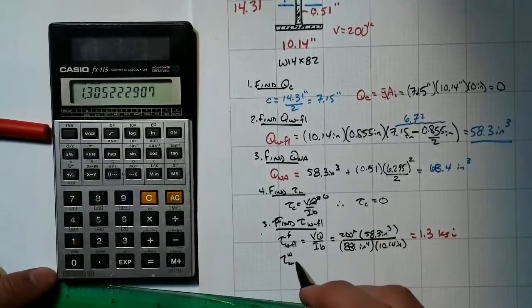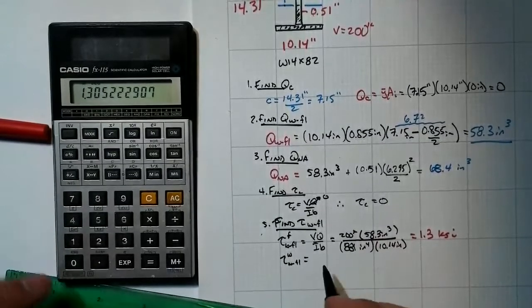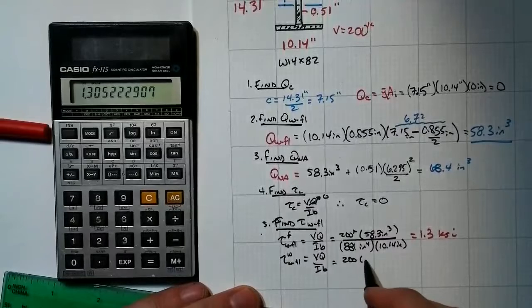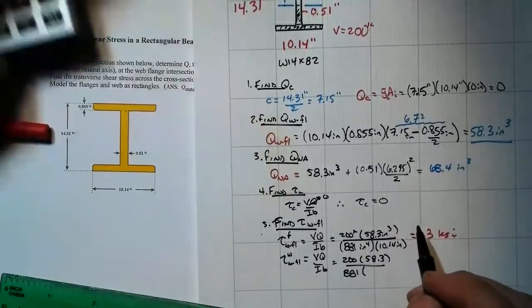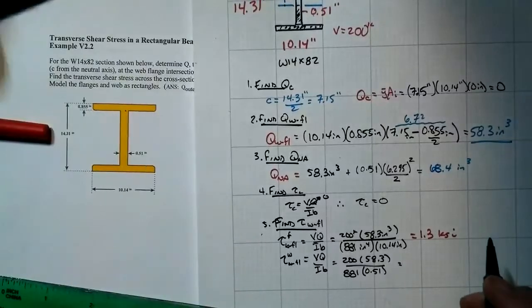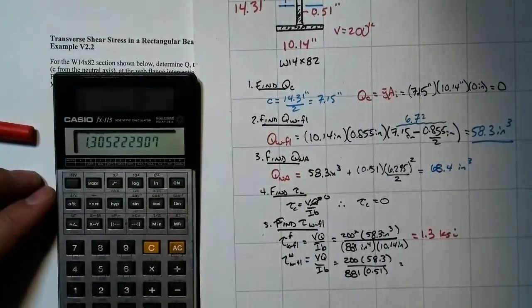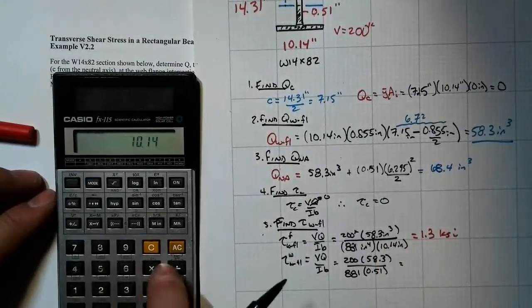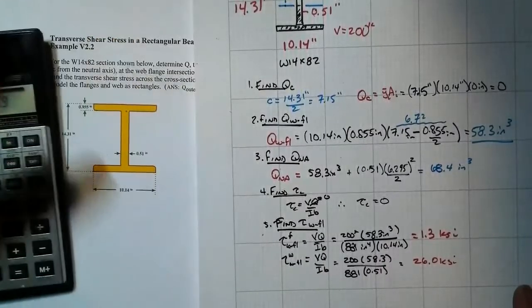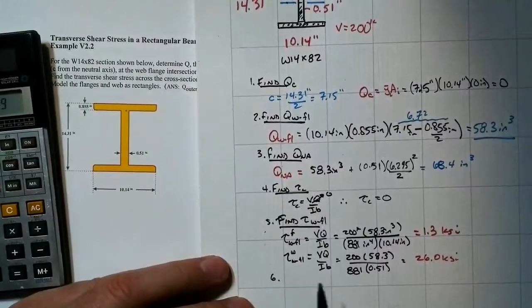If we're into the web itself, then everything stays the same except for the 10.14. So we've got the 200 kips times our 58.3 over our 881, and that is no longer 10.14, but it's the width right here at that point, which is the 0.51, right? That's going to dramatically go up by almost a factor of 20. It's going to be the ratio of these two, because everything else is the same, so I'm not going to work it all the way out. If you want to, go ahead. But that equals 29.95, so round that to 26.0 ksi. So notice a big change, all because that width there changes so significantly.